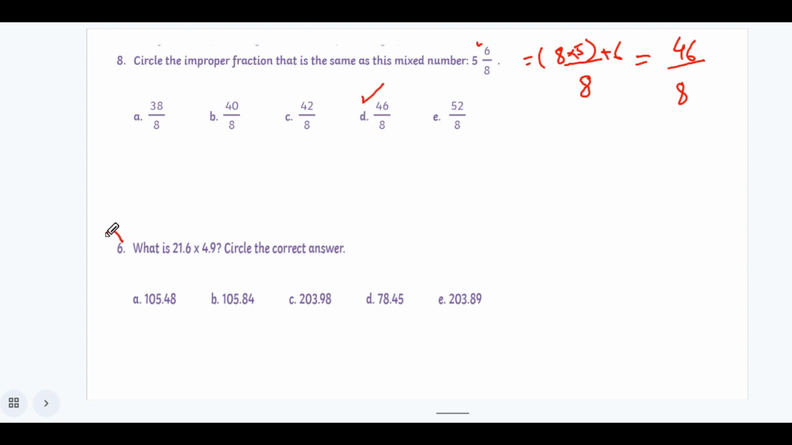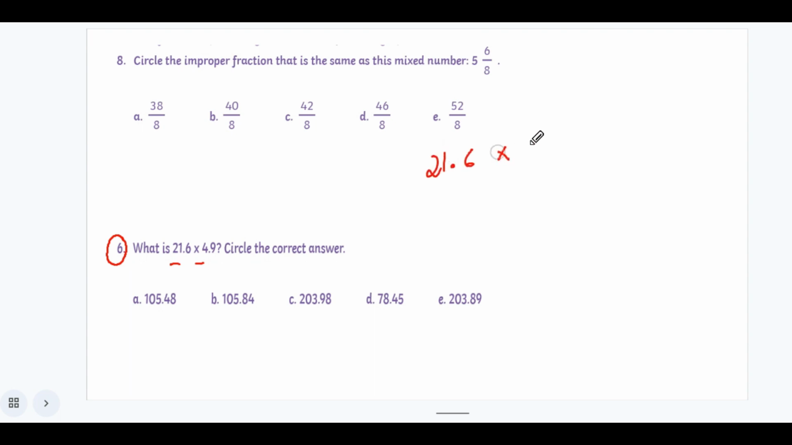Okay, now look at this question. You need to be a bit careful with this question because you have very short time in your exam. So they didn't ask you to multiply. Okay, just listen to me carefully. They didn't ask you to multiply 4.9 times 21.6. They asked you to circle the correct answer. Now, which one is the correct answer?